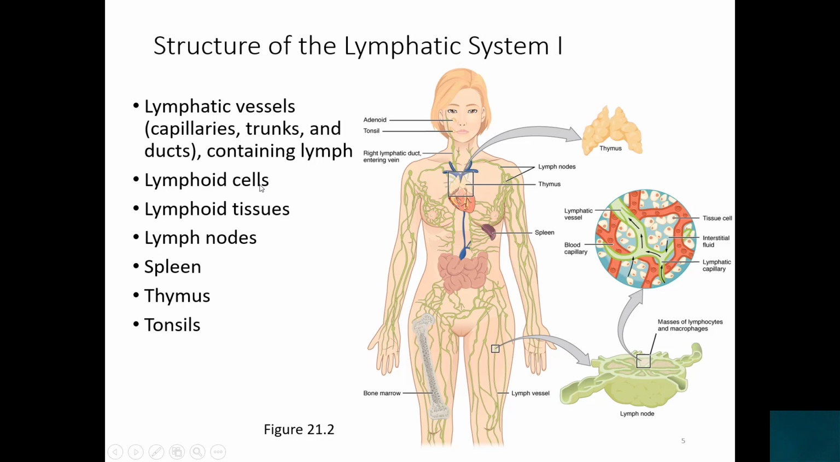Also inside there will be lymphoid cells. We also have lymphoid tissues, lymph nodes all over the place. Here are lymph nodes, for example. Here are lymph nodes. We have spleen. It's also part of the lymphatic system. We have thymus. It's a gland located at the top of the heart. And we have tonsils. You remember tonsils from the respiratory system.